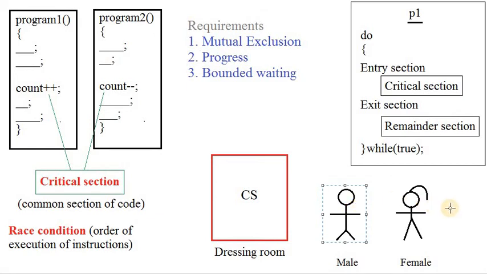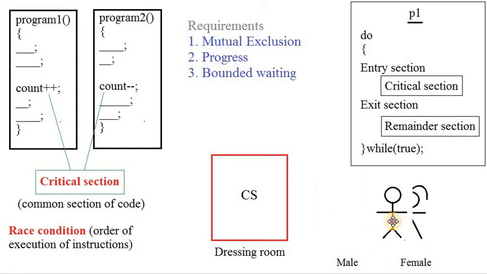And there is one more thing here. Whichever person entered and exited from the critical section, he would select the other person who wants to enter. This male would select the other person who is waiting for the dressing room.